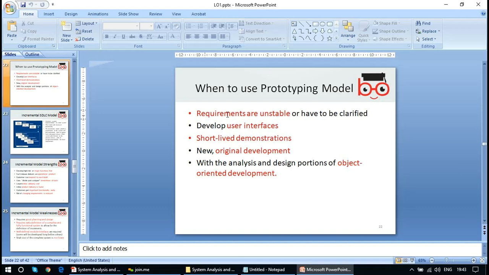Then when to use the prototyping model: when requirements are unstable or have to be clarified, to develop user interfaces. It's good for user interfaces, short-lived demonstrations, and new or original development with the analysis and design portions of object-oriented development. So these are some of the recommendations. You use it when you have no choice of getting the full requirements and you need a short-lived demonstration. Otherwise, for stable, robust, error-free development, you need to follow the conventional models.